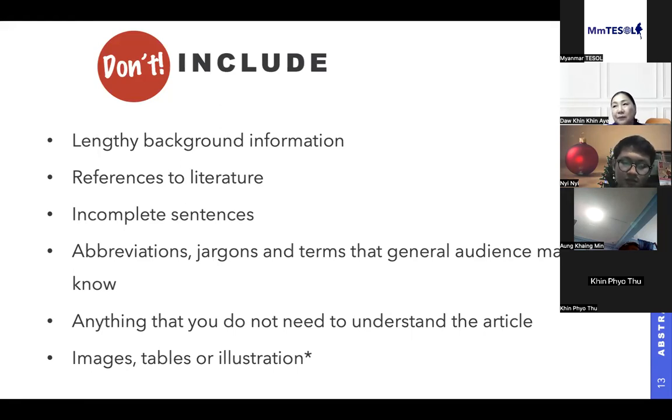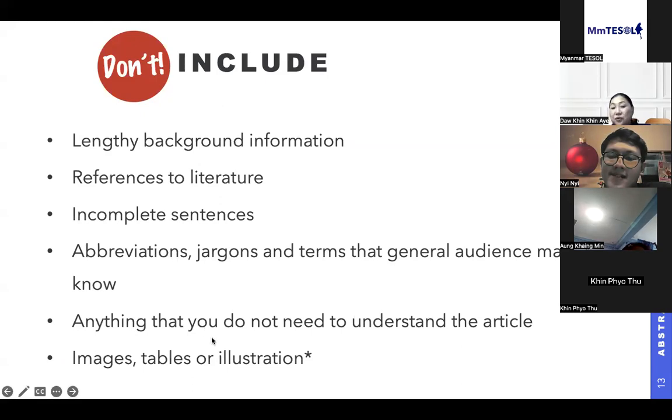Especially when you are submitting the abstract to an international conference, those who are looking at your abstract and choosing may or may not know your area well. So including abbreviations without explanation, jargon and terms is a problem. You use those that are common to everyone. That's why don't use abbreviations, jargon, and terms that a general audience may not know.